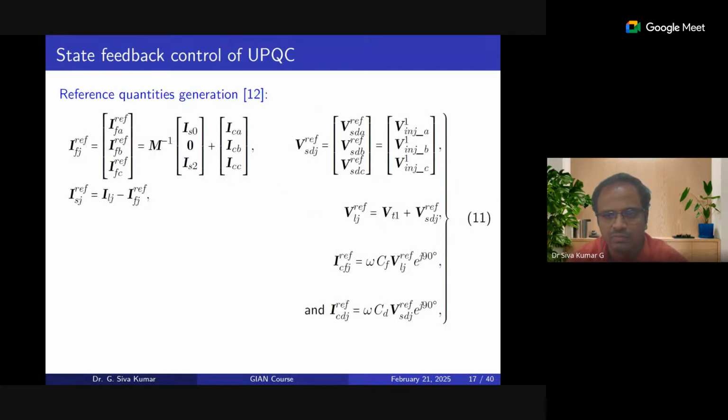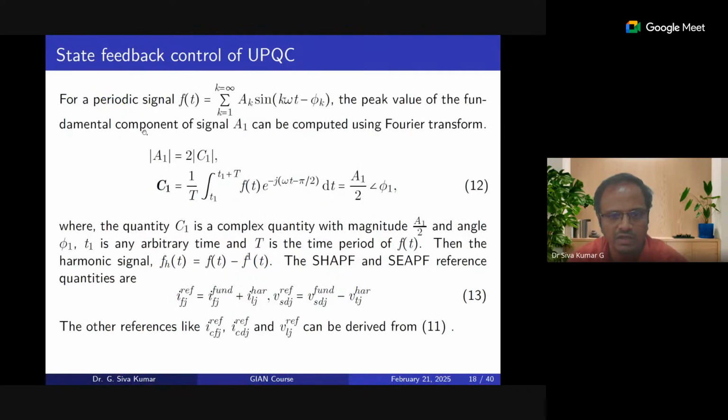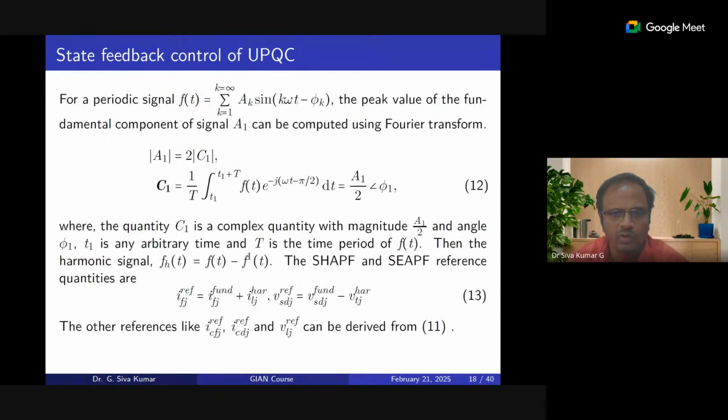In this control you can see that there is Z reference minus Z, which is a combination of all the state vectors. It is not about only the filter current. The Z is a combination of I reference, IC reference, VL reference, VCD reference, VSD reference and IL reference. These are the 6 parameters which are to be controlled by your unified power quality conditioner.